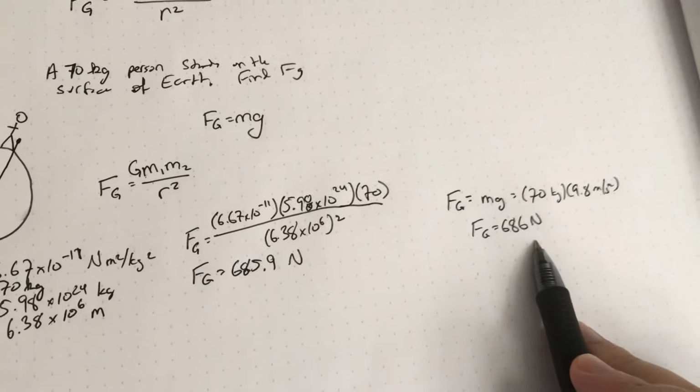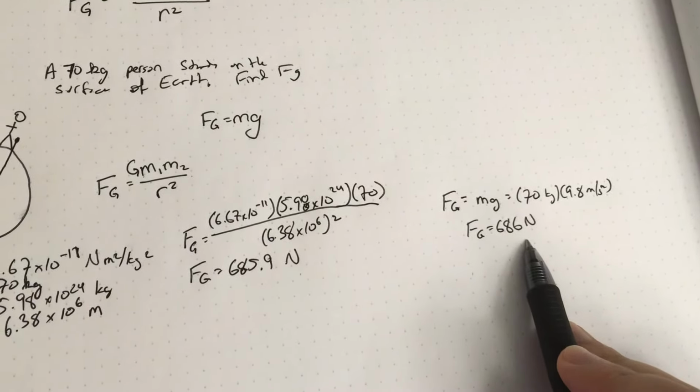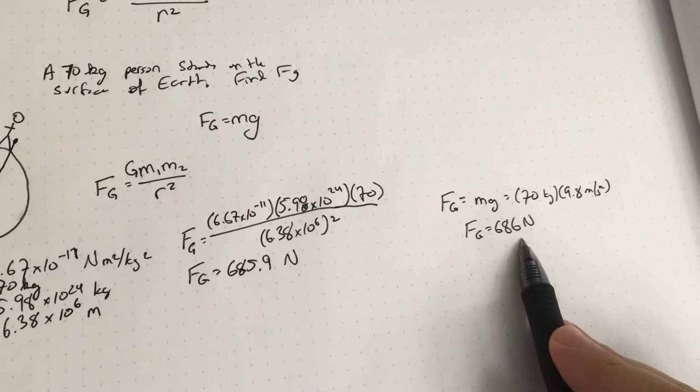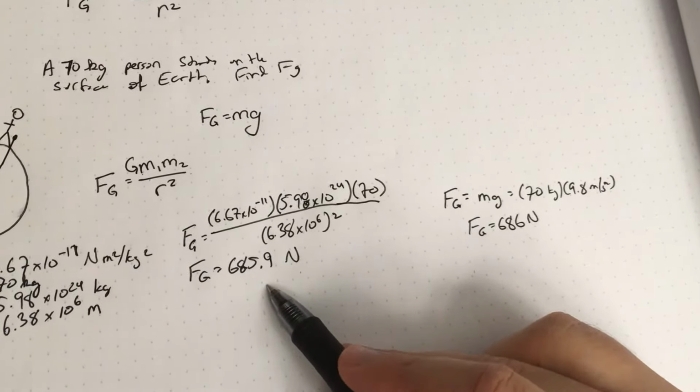Newton's universal law of gravitation works anywhere in the universe. This equation works on Earth, right? So when you're on the surface of Earth, you can use this equation. But when you're anywhere else in the universe or when you're farther away from Earth, you have to use this equation.